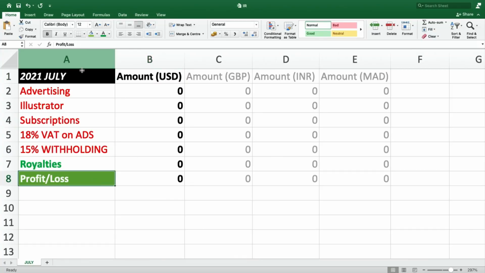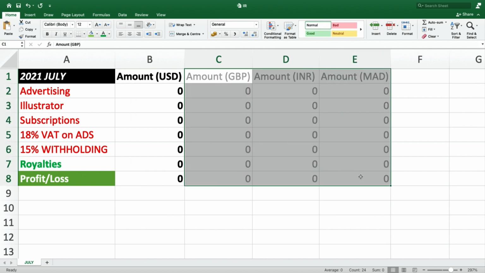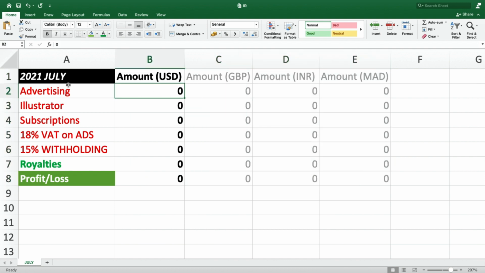Alright, so we are in Excel. We're calculating the profit and loss for the month of July. I'll be calculating the amounts in USD and it'll automatically convert it to some other currencies as well. So let's start off with advertising.